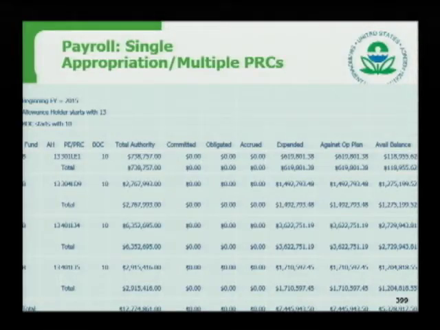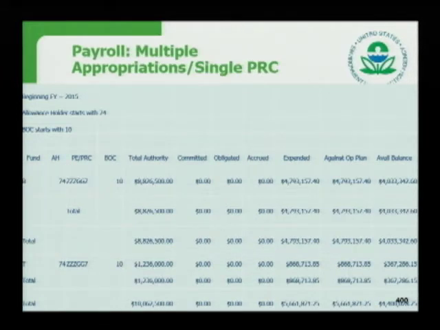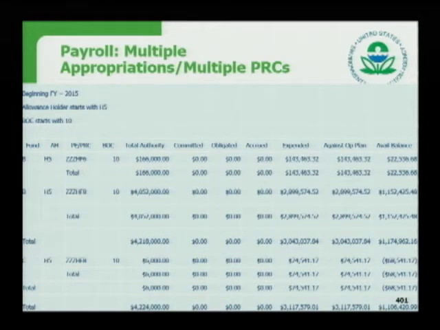And I have a couple of slides that illustrate this. Here's an example of an allowance holder that has payroll issued in a single appropriation but multiple PRCs. Here's an example of an allowance holder that has both appropriations, B&T, but only a single PRC. And then we have an example of an allowance holder with multiple appropriations and multiple PRCs, and this is by far the most common example of how offices get their payroll. It's going to be multiple appropes and multiple PRCs. And the regions, they have just about every PRC there is.